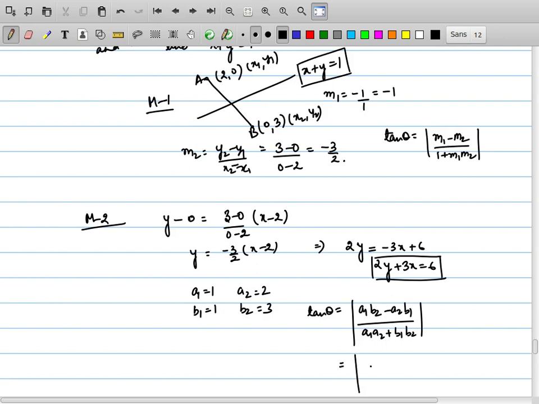This would be what? a1 b2 is 1 into 3 minus 2 into 1 upon 1 into 2 plus 1 into 3. This is 3 minus 2 is 1 and 2 plus 3 is 5. Therefore tan theta is what? 1 by 5. Therefore what is theta? Theta is tan inverse 1 by 5.